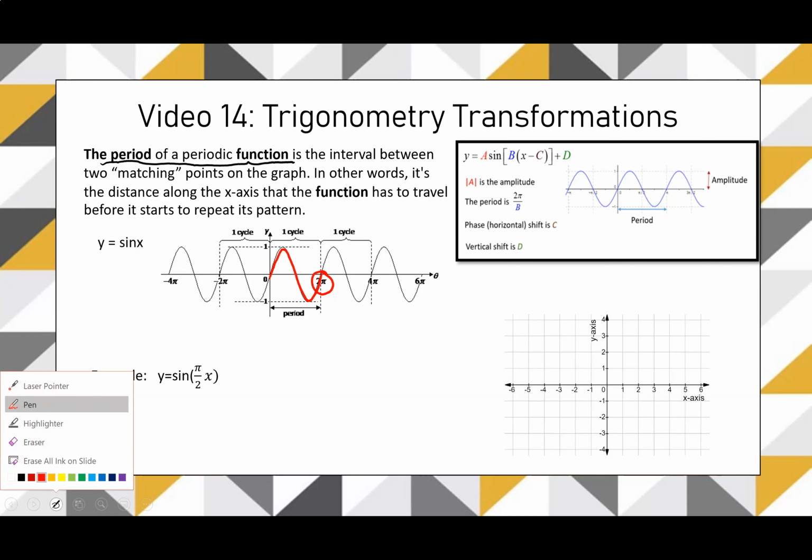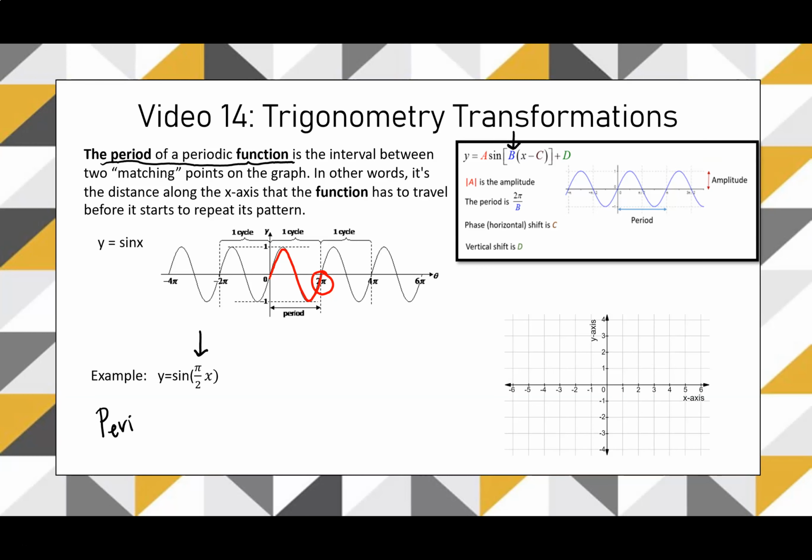Now, we haven't seen this before, but to calculate a different period, because there's been a transformation, we have to look at this value right here. That's our b. And so our period is going to be equal to 2 pi divided by that b. Okay, so this is my b. So let's go ahead and calculate it. My period is going to be equal to 2 pi divided by pi over 2.